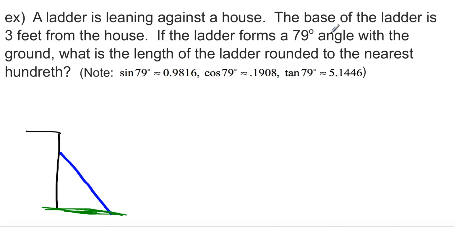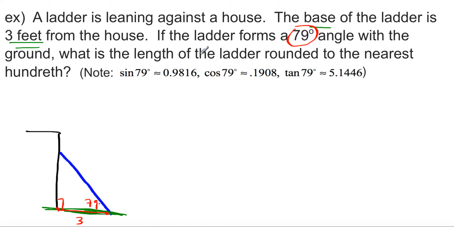Okay. Then it says the base, that's the bottom of the ladder, is 3 feet from the house. So from here to here, we're looking at this triangle, that's 3 feet. You can see that would be our right angle. Hopefully you see the right triangle form there, which got me thinking trig. And it says if the ladder forms a 79-degree angle with the ground, that would be right here because that's the ground in green. What's the length of the ladder?